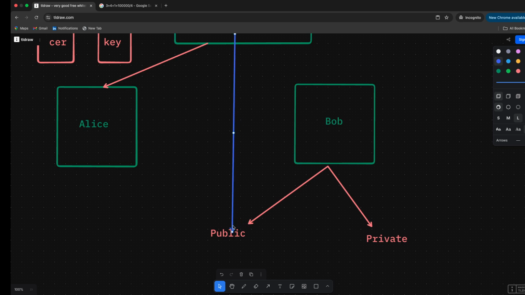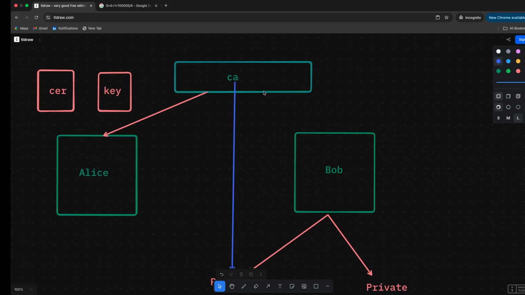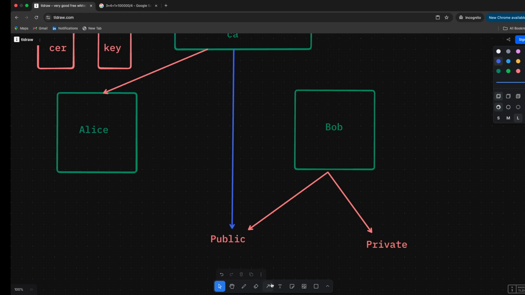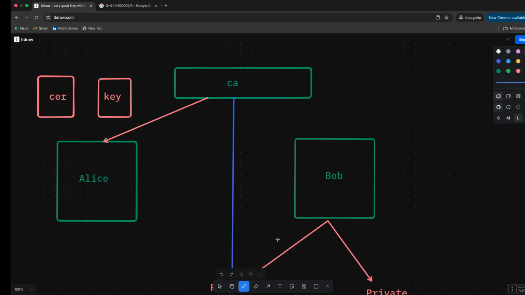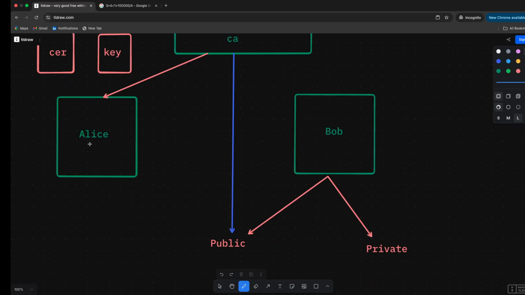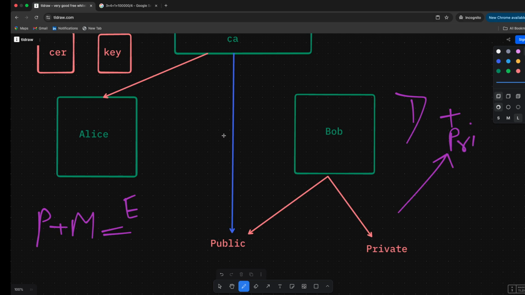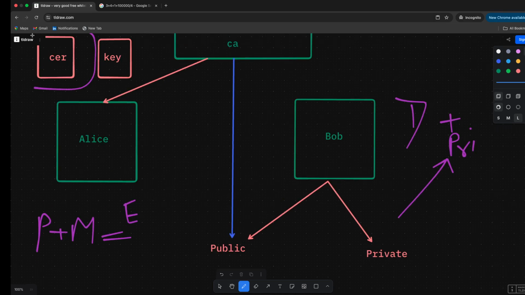So what I'm going to do is, the public key is basically going to be issued by the certifying authority. So now this Alice has the public key plus the message that will be equal to my encrypted message, and then here at the receiver, Bob is going to decrypt it by using his private key, right? And he'll also check the certificate, right?